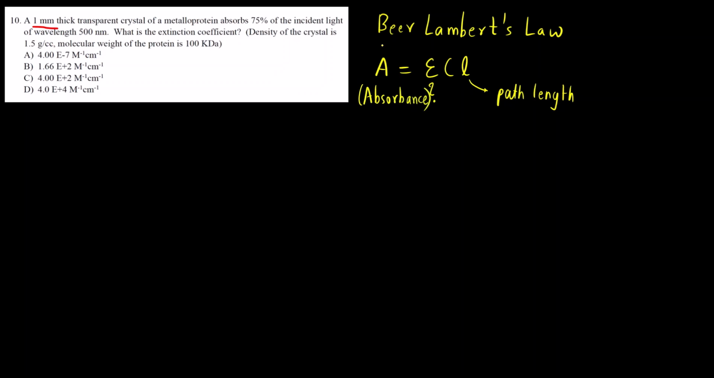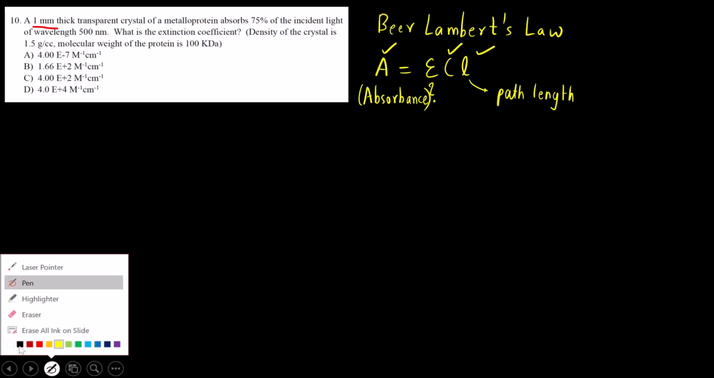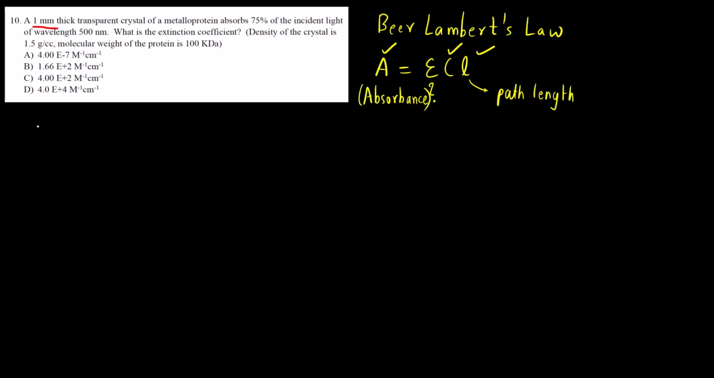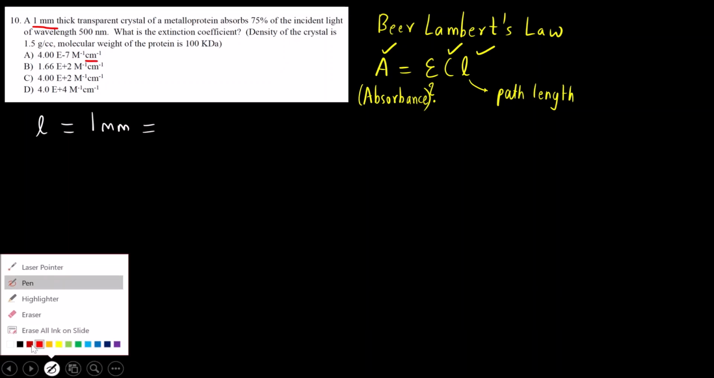Now what is given to us? Path length is given. Absorbance is not given directly, but we have to calculate it, and concentration also we have to calculate. So let us first write down the path length L. It is given as 1 millimeter, but in the final answer we want it in centimeter. So we will convert this 1 millimeter into centimeter.